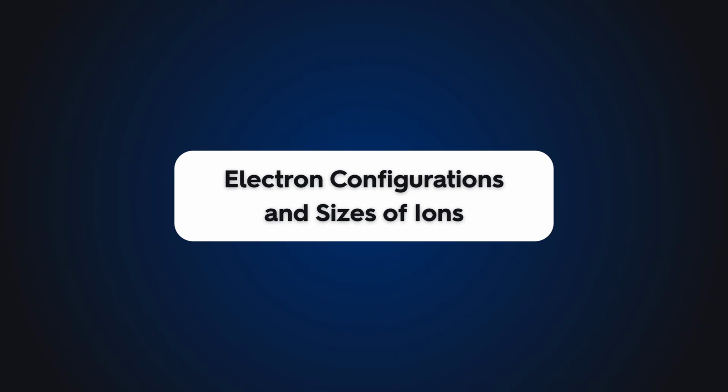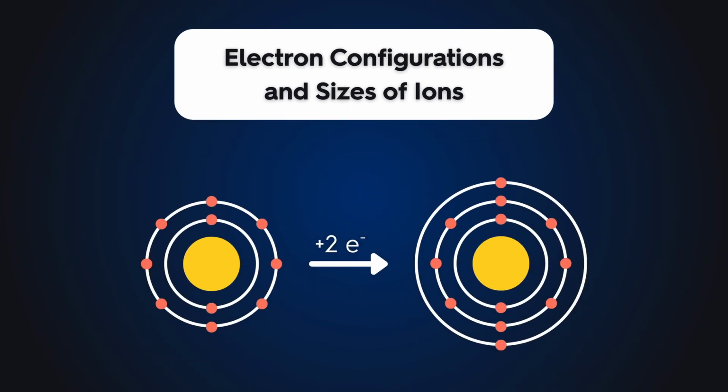In this video, you'll learn how electron configuration affects ionic size. We'll see why cations shrink, why anions expand, and how to compare isoelectronic species.